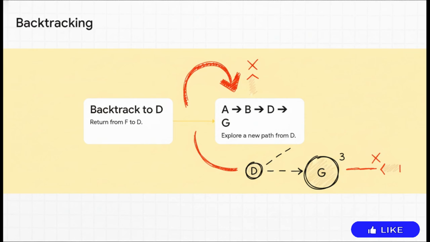So we go back from F to D. From D, we look around. Are there any other paths we haven't tried? Yep, there's G, so let's explore it. We go to G, and what do you know? G is also at depth 3. We've hit our limit again. No further down this path.